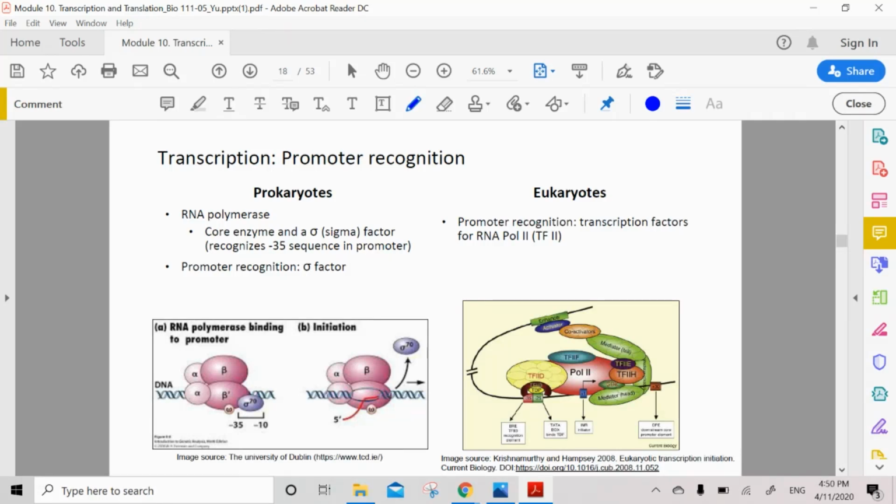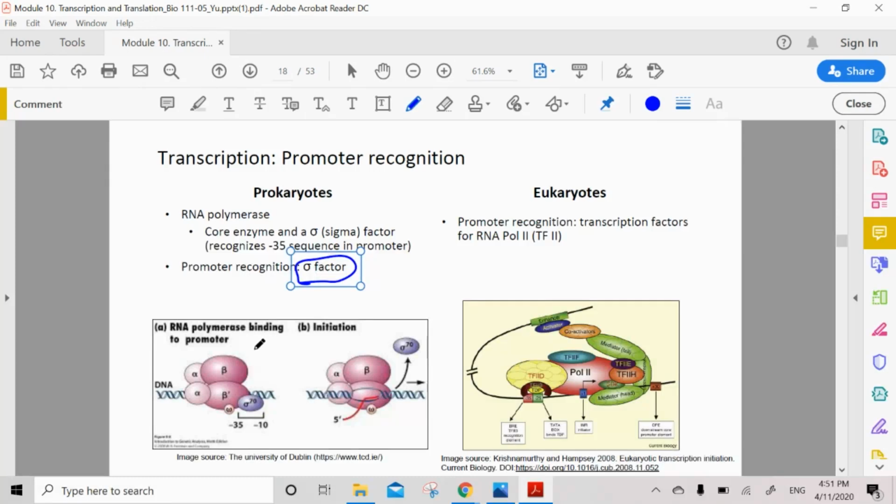The RNA polymerase actually cannot directly recognize the promoter region, so it needs a little help. You can think of RNA polymerase as half blind, if that helps. It can't really detect where the promoter region is, so it needs extra help, like a guide dog or a guide person. The helper is different between prokaryotes and eukaryotes. In prokaryotes, the helper for promoter recognition by RNA polymerase is the sigma factor.